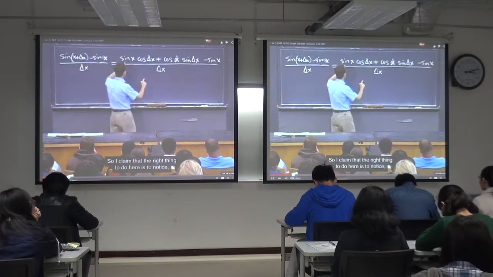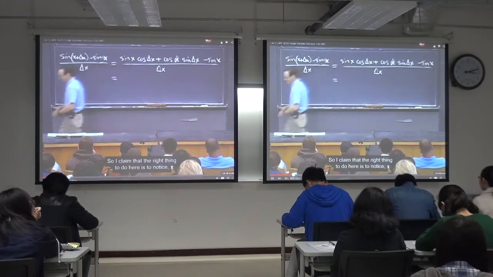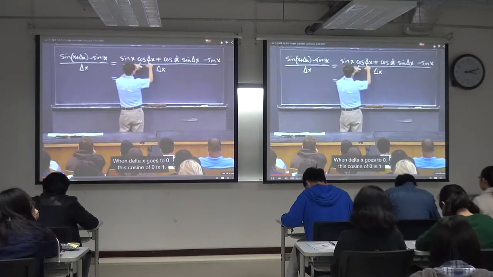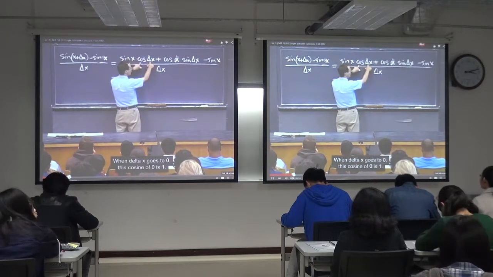So I claim that the right thing to do here is to notice, I'll just point out this one thing, is that when delta x goes to 0, this cosine of 0 is 1.